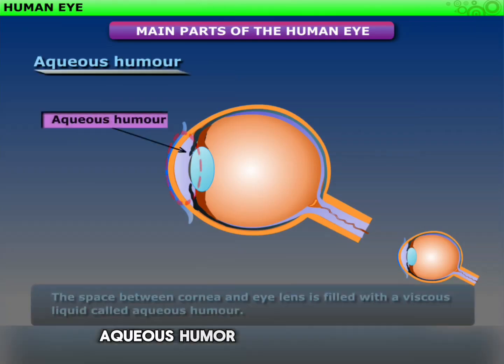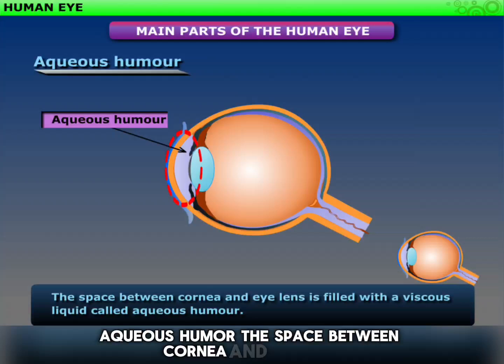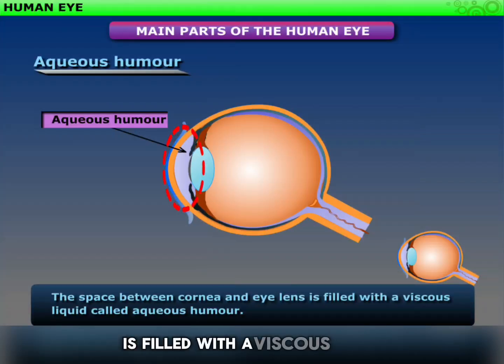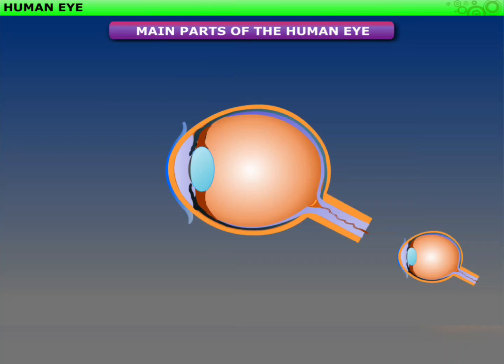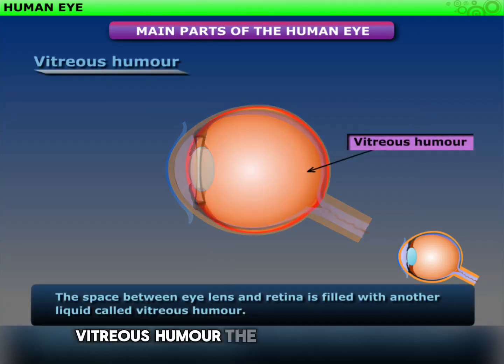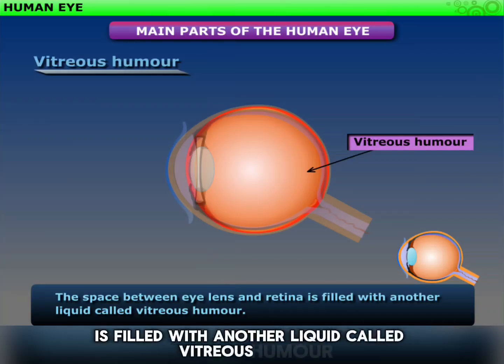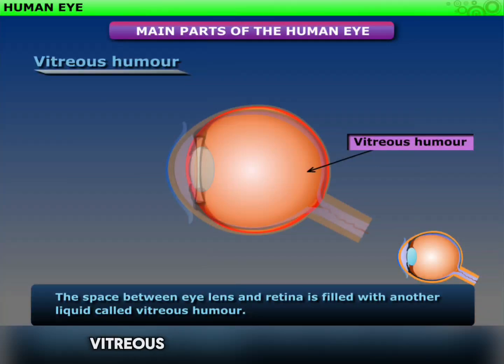Aqueous humor. The space between cornea and eye lens is filled with a viscous liquid called aqueous humor. It prevents the eye from collapsing due to the changes in the atmospheric pressure. Vitreous humor. The space between eye lens and retina is filled with another liquid called vitreous humor. Vitreous humor helps in maintaining the shape of the eye.